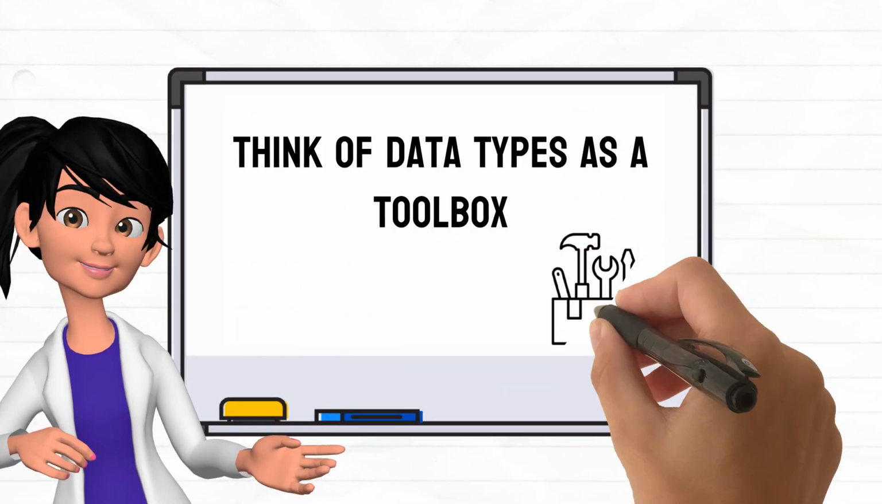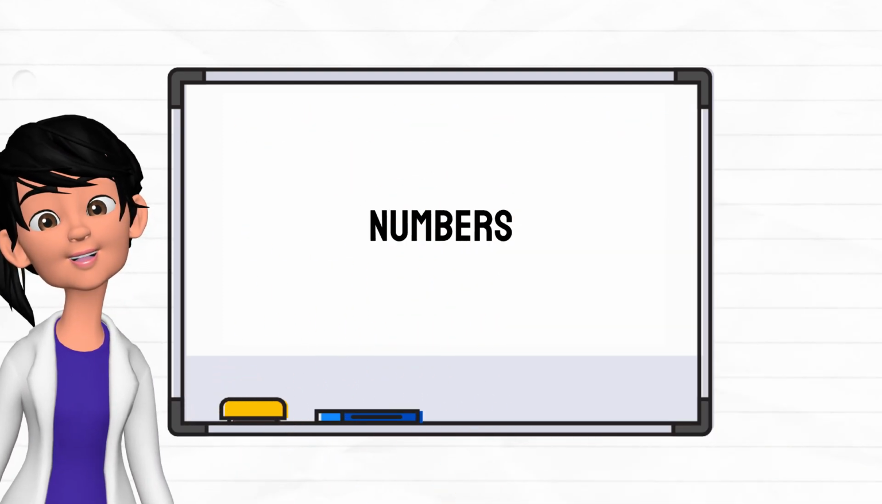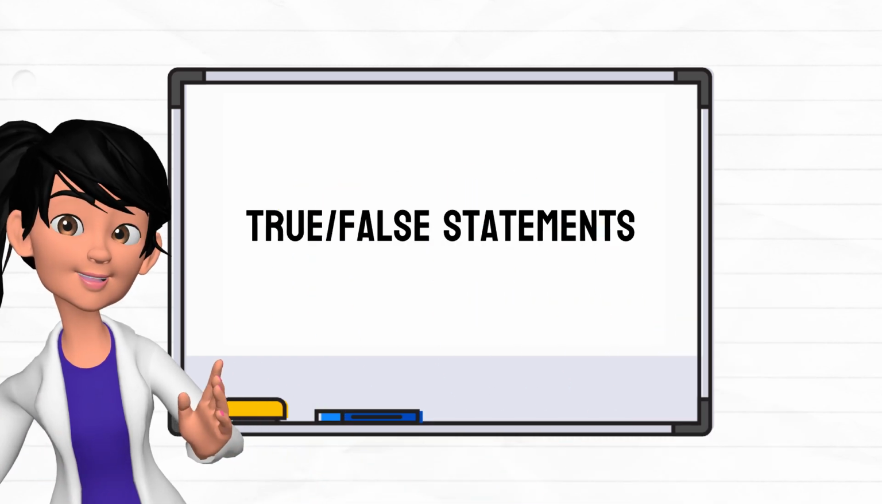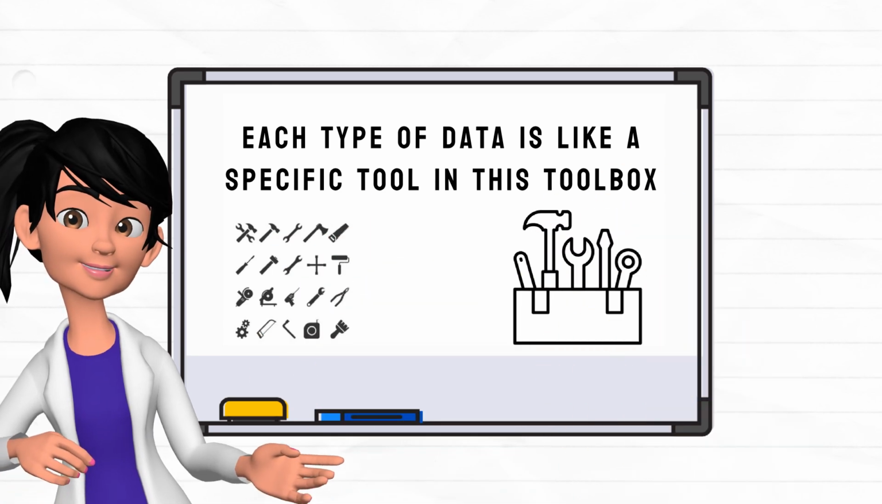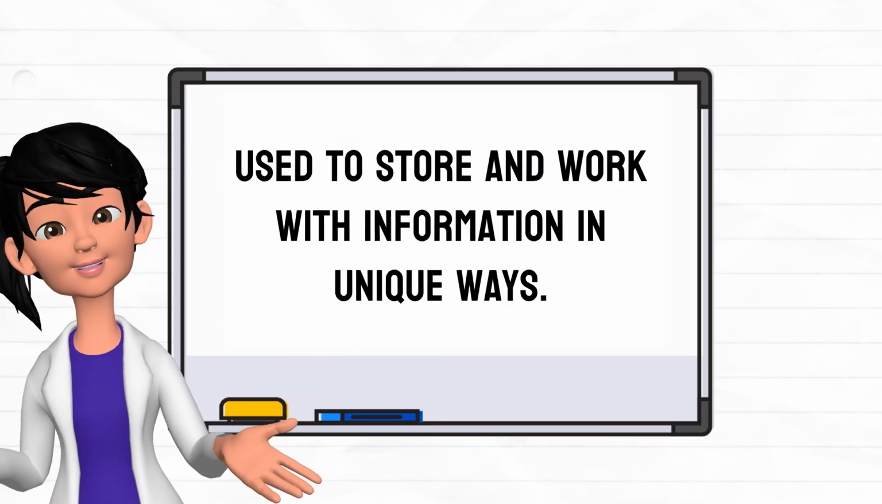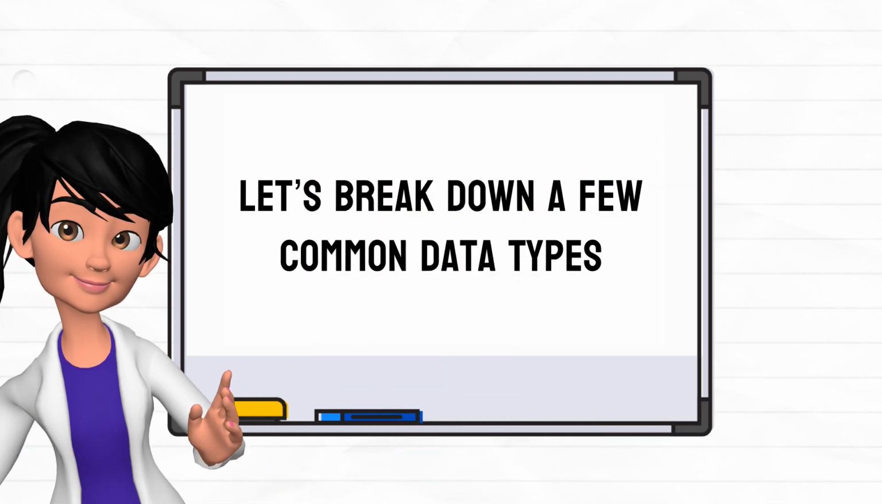Think of data types as a toolbox. In programming, we need to handle different kinds of data, like numbers, words, and even true-false statements. Each type of data is like a specific tool in this toolbox, used to store and work with information in unique ways. Let's break down a few common data types.